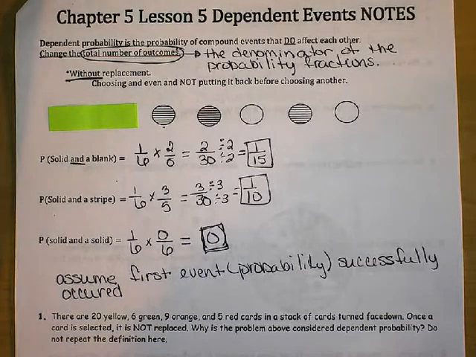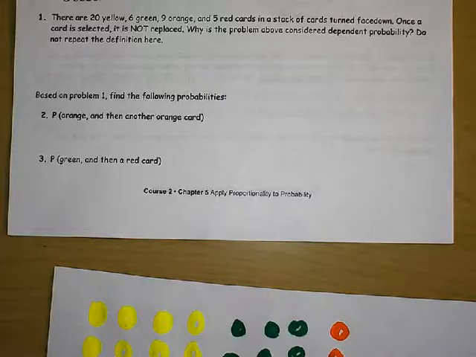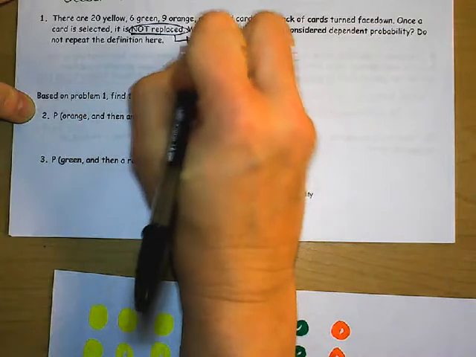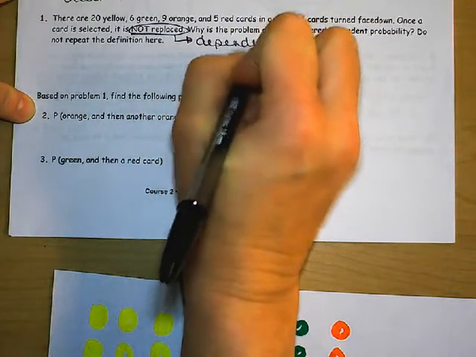Are there any questions at this time? Let's look at number 1. There are 20 yellow, 6 green, 9 orange, and 5 red cards in a stack of cards turned face down. Once a card is selected, it is not replaced. The not replaced means it is a dependent event.